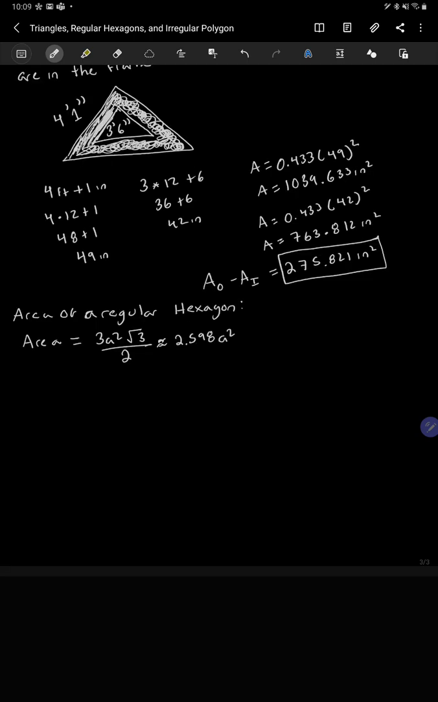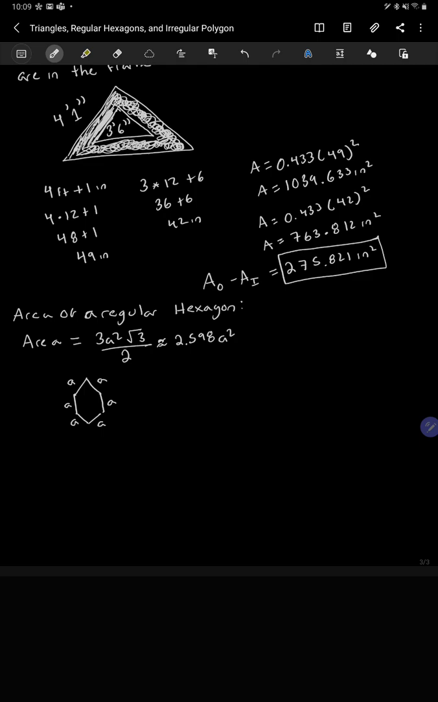Cool. Okay, and so let's look at the area of a regular hexagon. With the area of a regular hexagon, we have a hexagon that looks like this, where we know that each side is the same length. And sorry for my picture, could have been a little bit better, but each of the sides is the same. And so we have area is equal to 3a squared times the square root of 3 divided by 2. And so let's look at an example.